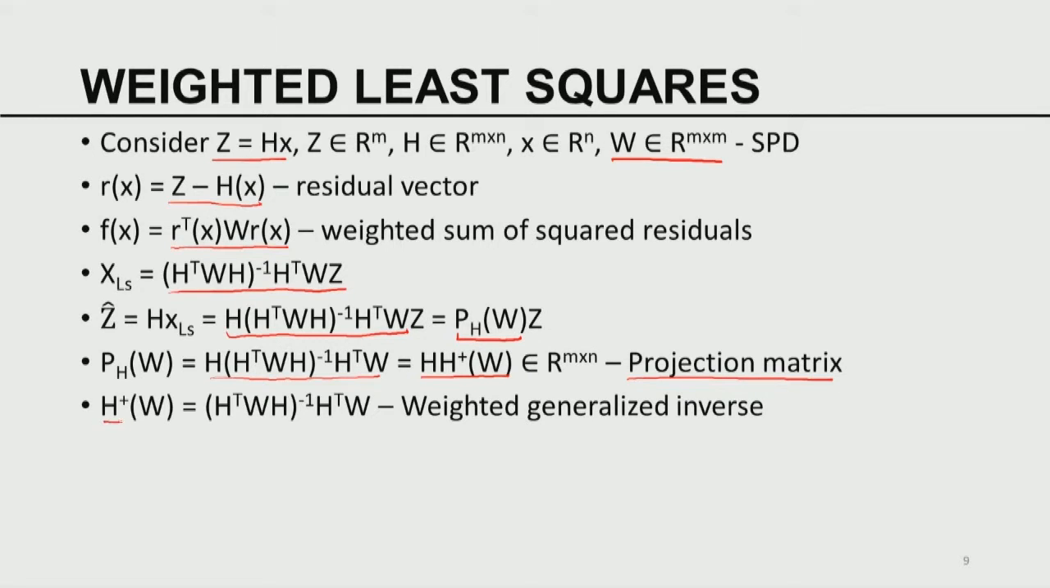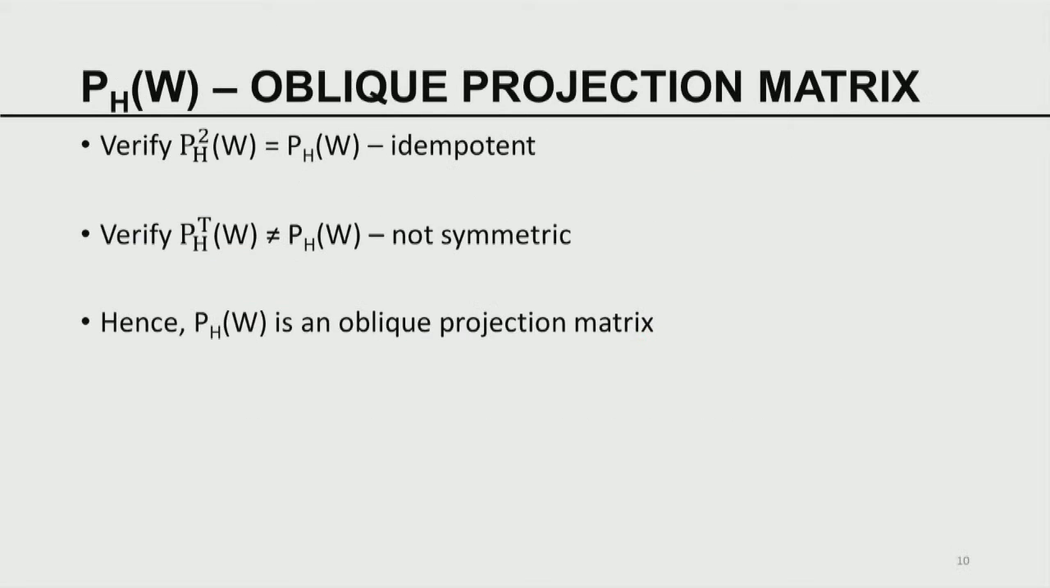And H plus W is called the weighted generalized inverse. So these are all simply a summary of all the quantities that we have considered so far. Again, it's a very simple exercise to verify that this matrix is idempotent. This matrix is idempotent. This matrix is not symmetric. And hence, an idempotent matrix that is not symmetric has to be an oblique projection matrix. That is the general conclusion.